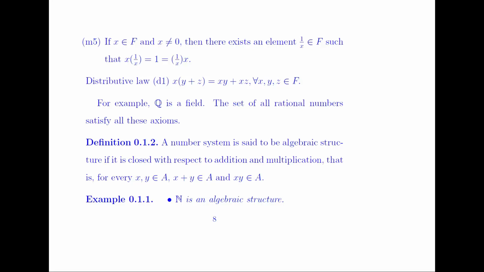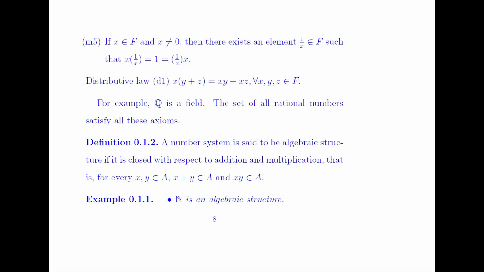For example, we can say that the set of rational numbers is a field, and the rational numbers satisfy all of these axioms. So now we discuss what an algebraic structure is. A number system is said to be an algebraic structure if it is closed with respect to addition and multiplication, that is for every x, y belonging to a set A, we have x plus y belongs to A and x into y belongs to A. It is closed under addition and closed under multiplication.